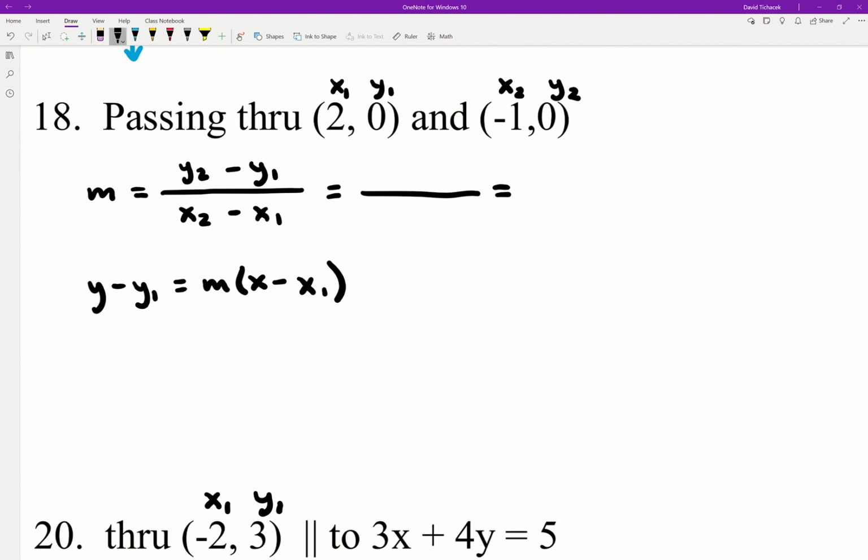All right, so here in the next example, same thing. I'm just going to do the subtraction of my y's on the top, subtraction of the x's on the bottom in the same order. So this is going to be 0 over -3. And 0 divided by -3, of course, is 0.